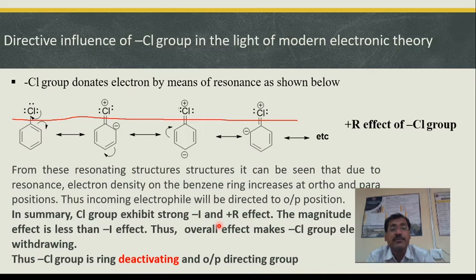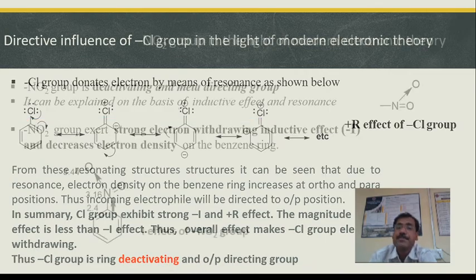But in case of chlorine, what has happened? The magnitude of the minus I effect is greater than that of the plus R effect. Means the minus I effect predominates over the plus R effect, so making the chlorine a deactivating group. However, the ortho and para positions are more electron rich as compared to the meta position. So the incoming electrophile will be directed to the ortho para position. So that is why Cl is a deactivating but an ortho para directing group.